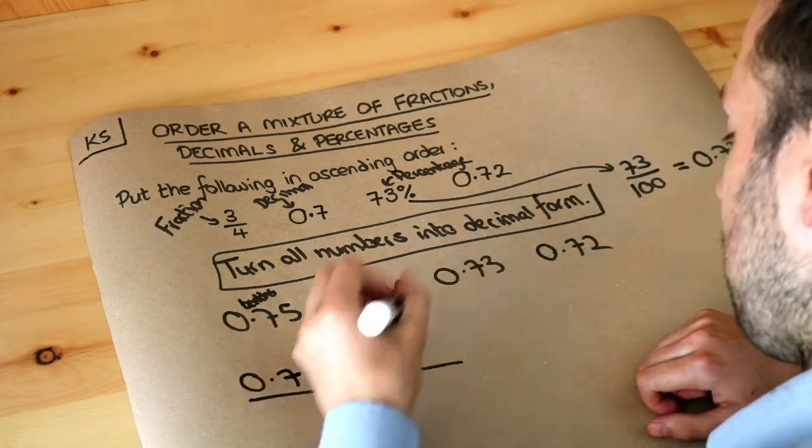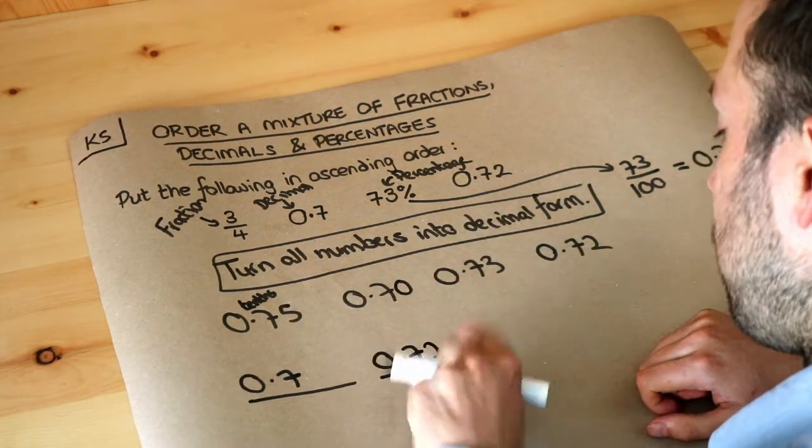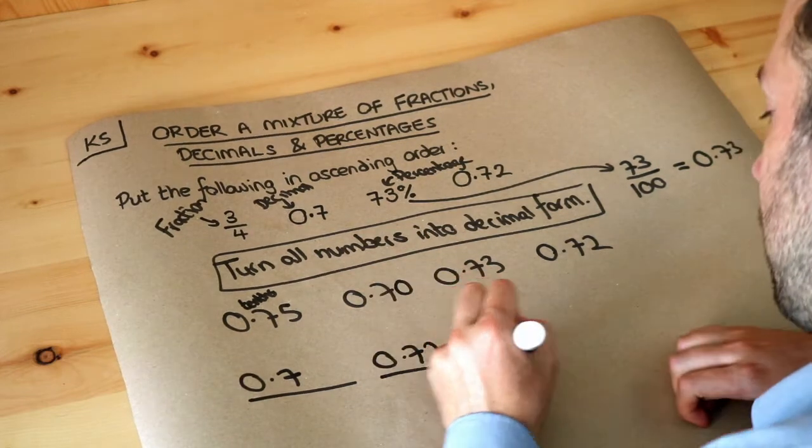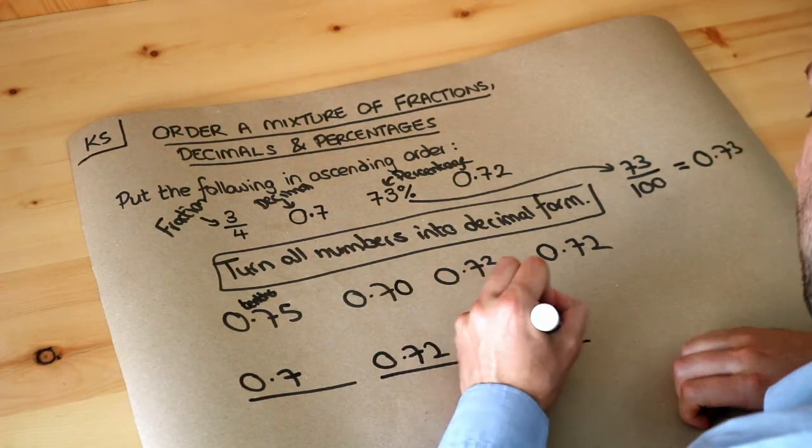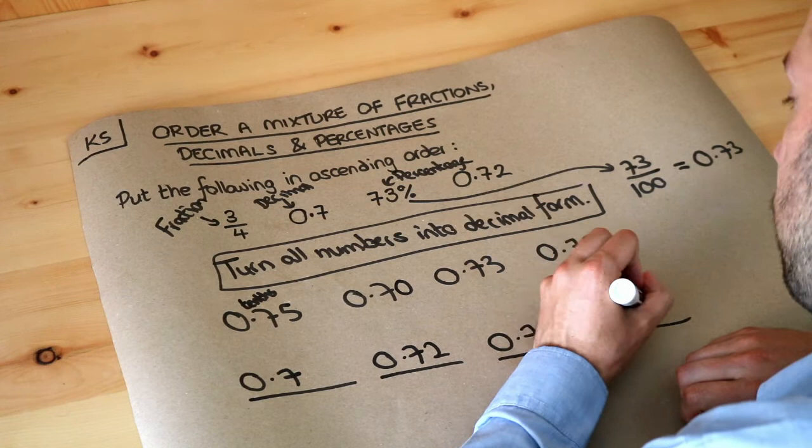Then we have 0.72, because that's the next biggest. 2 is the next biggest number, then 3, then 5. So 0.73, and then 0.75, and that is the correct order.